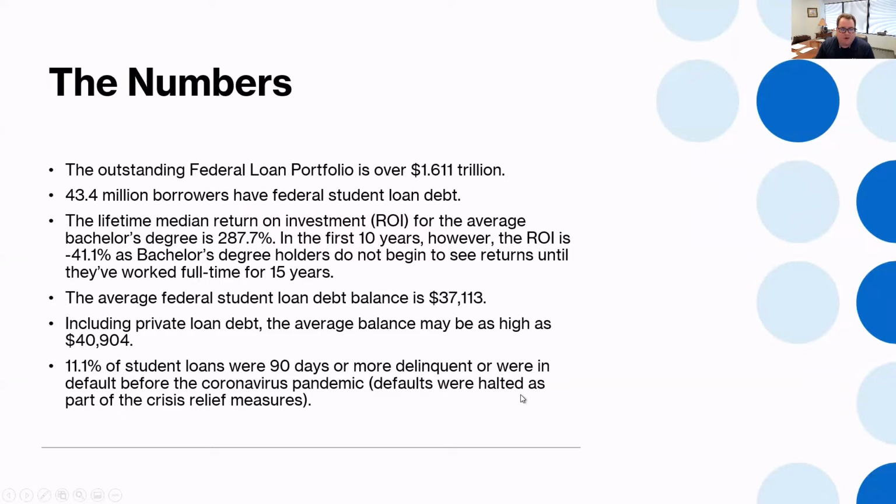Well, I think a lot of us have heard in the news lately that outstanding federal loan portfolios are over 1.6 trillion. 43.4 million borrowers have federal student loan debt. The lifetime average return on investment for a bachelor's degree is 287.7%, but in the first 10 years, it's actually a negative 41% on average, as many degree holders don't see a return until they're 15 years out. Average federal student loan debt is $37,000, but it might be higher than that when you consider private loans. And prior to the COVID pandemic response of halting defaults, 11.1% of student loans were 90 days or more delinquent.